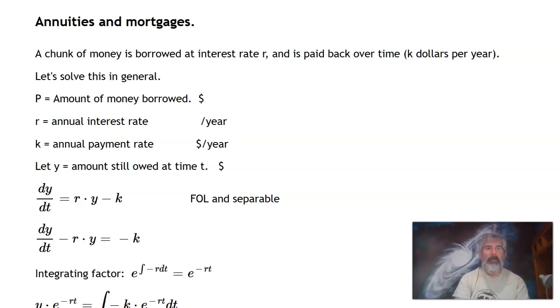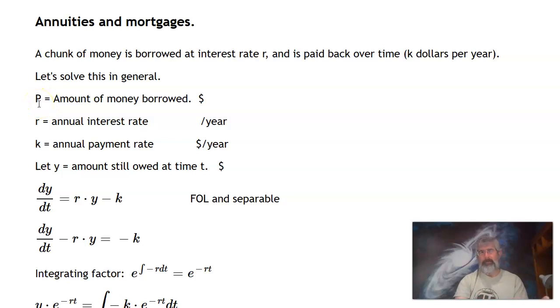Okay, so here's how it's going to work. I'm going to do this problem in general. I'm not going to do a specific example here. I'm just going to leave it all in terms of the variables. So let's let P be the amount of money borrowed. Usually it stands for principal. So that's the initial amount that's owed.